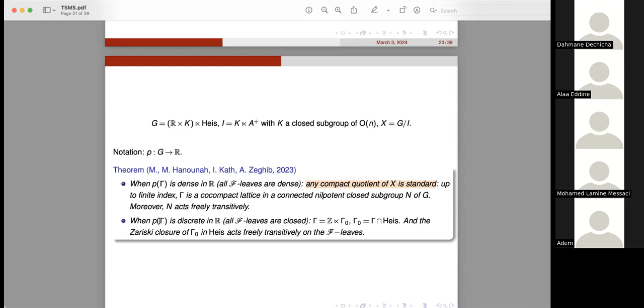When the projection is discrete, here we can have non-standard examples. But we have the structure of gamma. It is a cyclic extension of some discrete subgroup contained in Heisenberg. And the Zariski closure of this gamma 0 in Heisenberg acts freely and transitively on the leaves. In this situation, we have no standard examples.